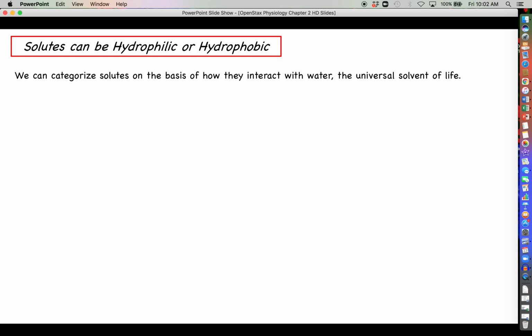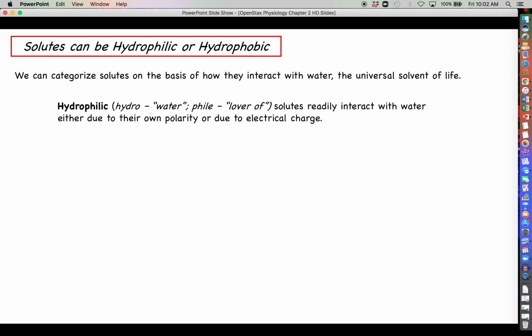So we need to be able to categorize solutes on the basis of whether they will interact favorably with water or whether they will interact unfavorably with water. Let's go ahead and introduce a couple of new terms here. The first term is called hydrophilic. If a solute is hydrophilic, this is a solute that is going to very readily interact with water, and these are basically going to be your solutes that are very, very soluble in water.